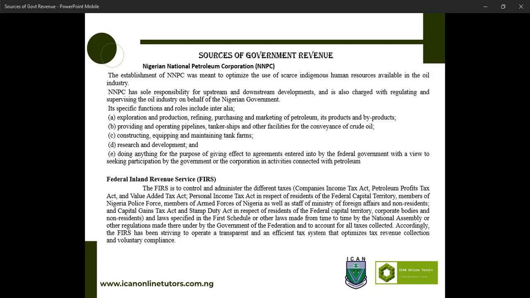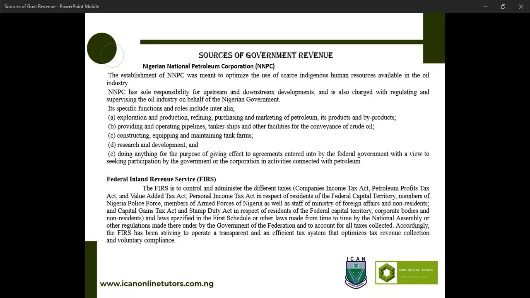They also provide and operate pipelines, tanker ships, and other facilities for the conveyance of crude oil. So one of the operations the NNPC handles is providing and operating pipelines for the transportation of crude oil from the exploration site to the tank farms and tanker ships, where the crude oil will be transported to the refinery before it is conveyed back to the country and distributed for general sales and consumption.